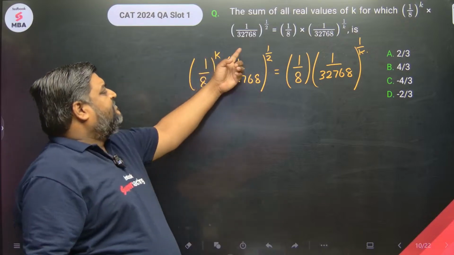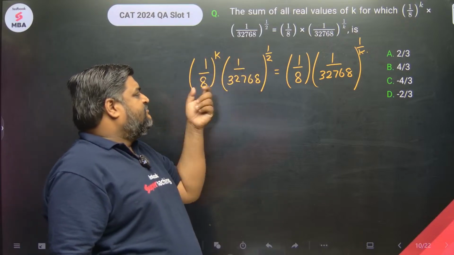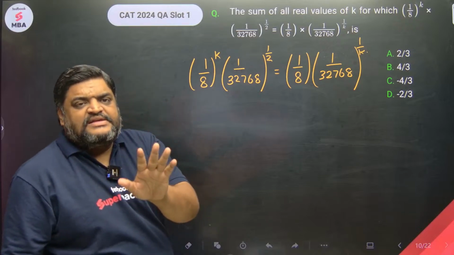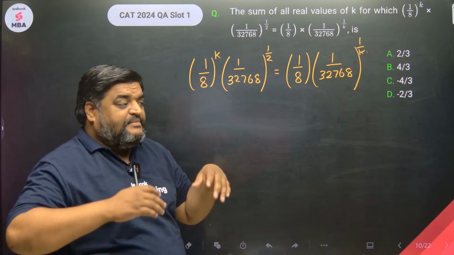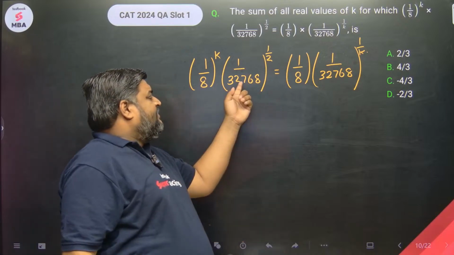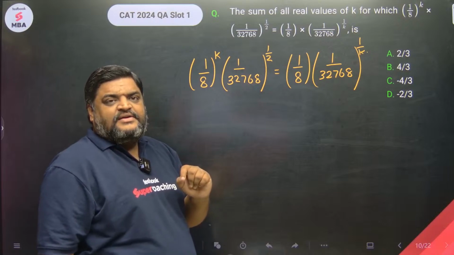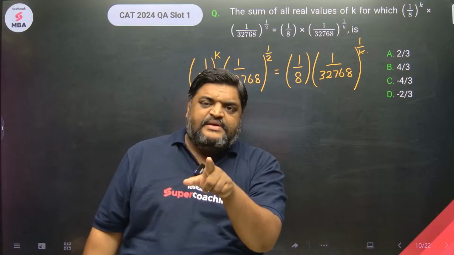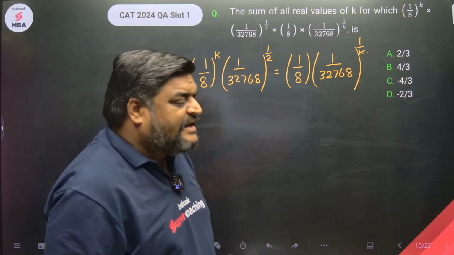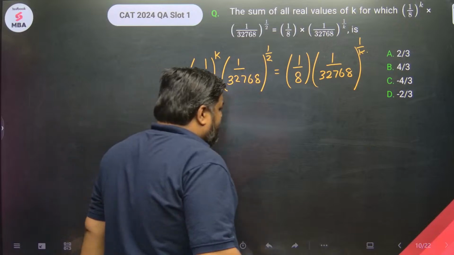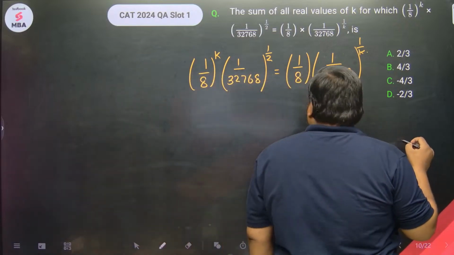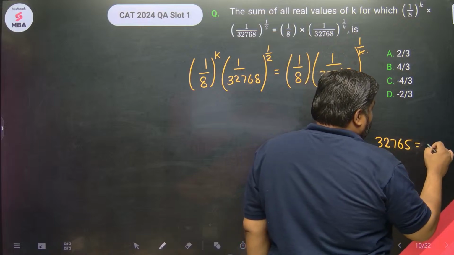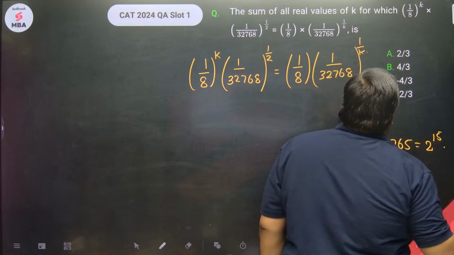We can add the power if the base were the same, but this base is different. Okay, so what will you do in the exam? The standard approach, the natural approach that will come to your mind first is that you will try to factorize it, the bigger one, and you have a calculator in the actual examination to do that. You can do it with the calculator. So you will factorize it, and you will find that 32768 is nothing but 2 raised to the power 15.